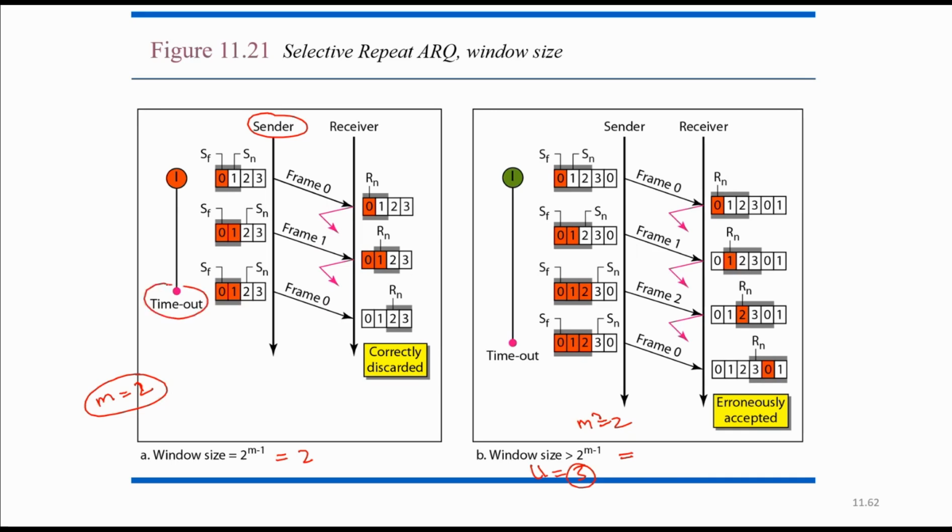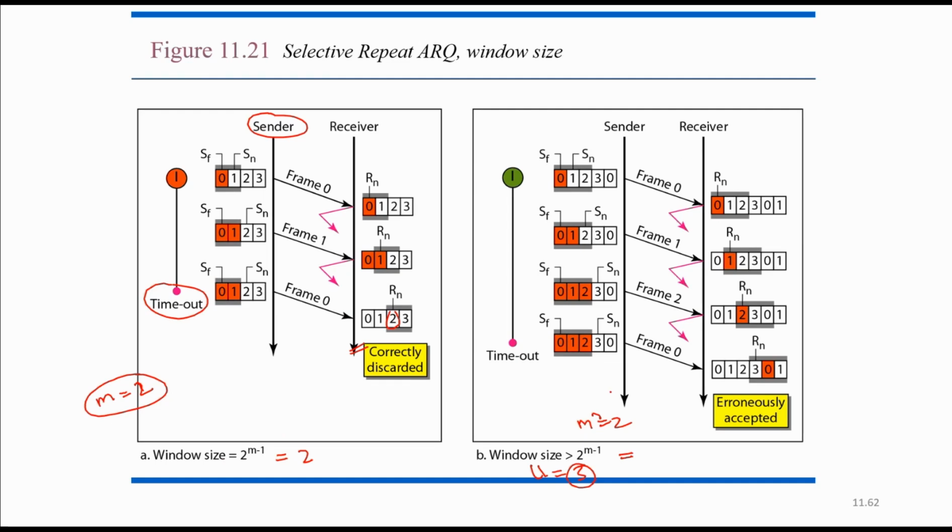When the timeout occurs, because it has not received the acknowledgement, it will again send 0 and then 1. Once it sends 0, if the window size is only 2, the receiver is waiting for 2, but 0 is being sent. That means it is correctly discarding the packet. This is the case if the window size is half.